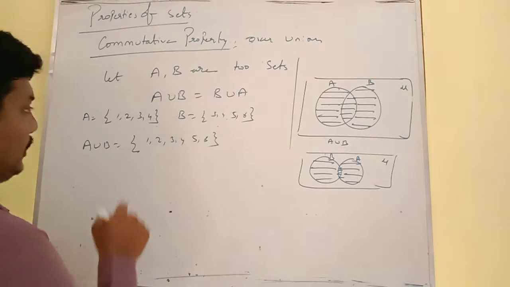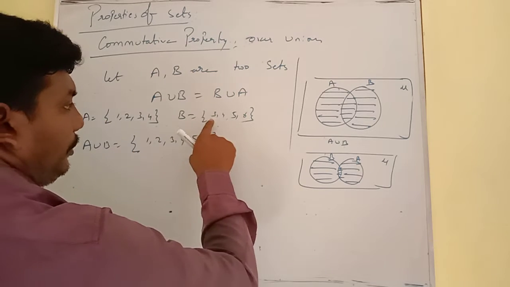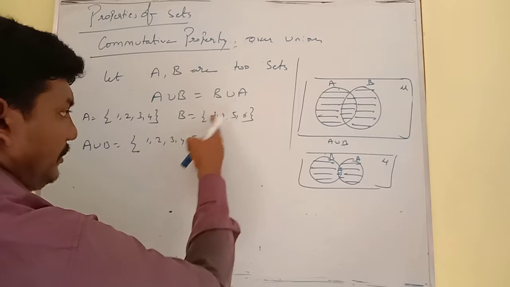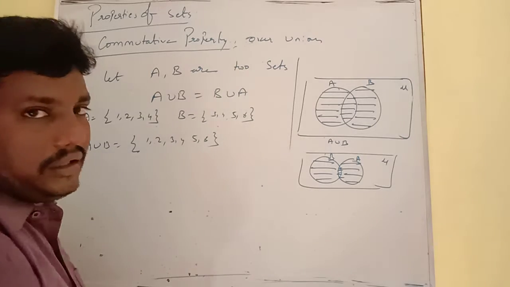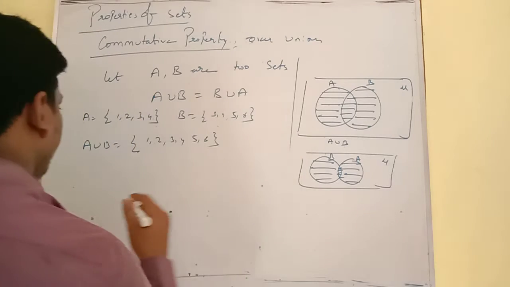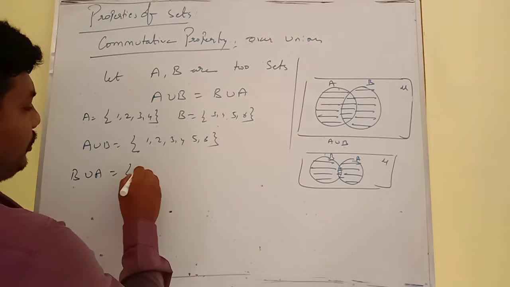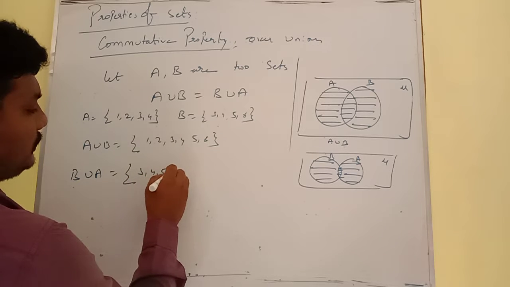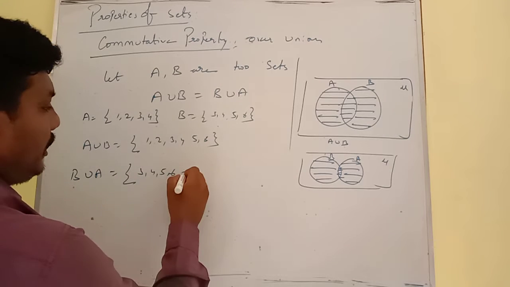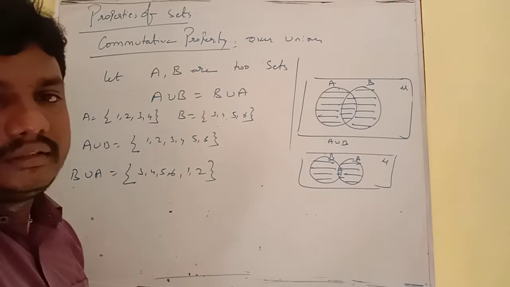Why? Because all the A elements we consider once. Then the B elements. Here the common elements have already been taken, that's why we should not consider the common elements once again. Then 5, 6 are taken additionally. Then B union A. What is B union A? B is 3, 4, 5, 6. A can be 1, 2. Already 3, 4 is there.